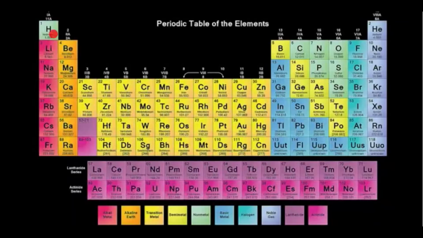We know horizontal rows of the periodic table are known as periods, while the vertical columns are known as groups. We will see the periodic table and the periodicity of properties. These are the horizontal rows of the periodic table. There are 7 periods in the periodic table and 8 vertical columns, which are known as groups. Elements are arranged in the increasing order of their atomic number in the periodic table.